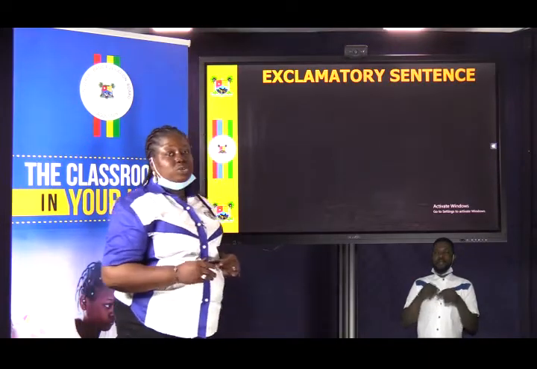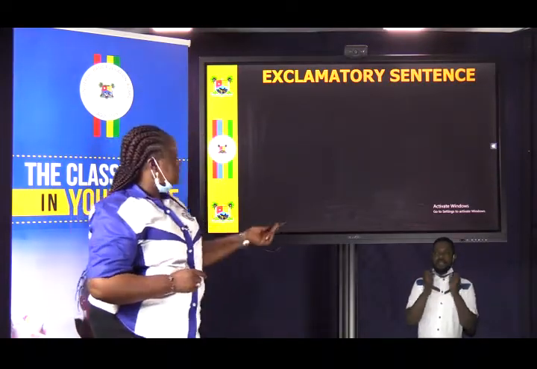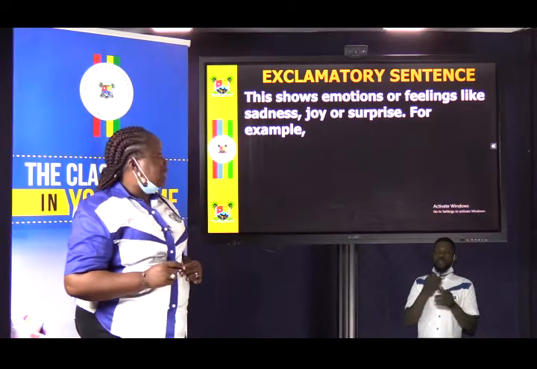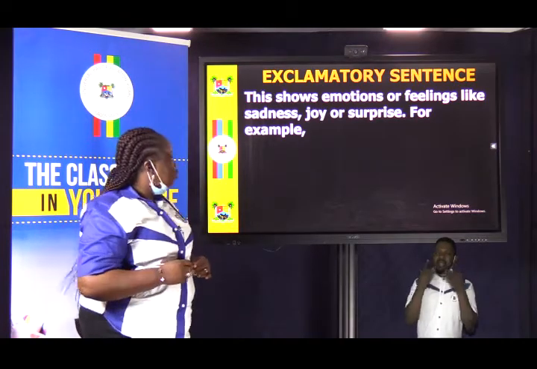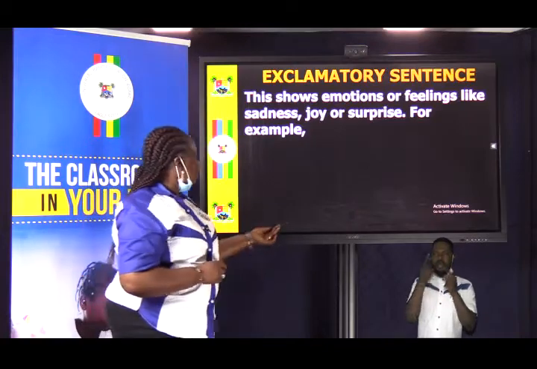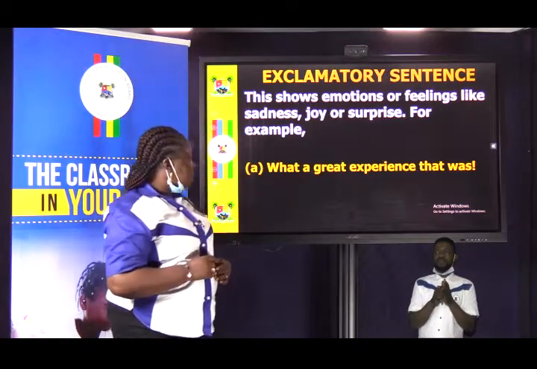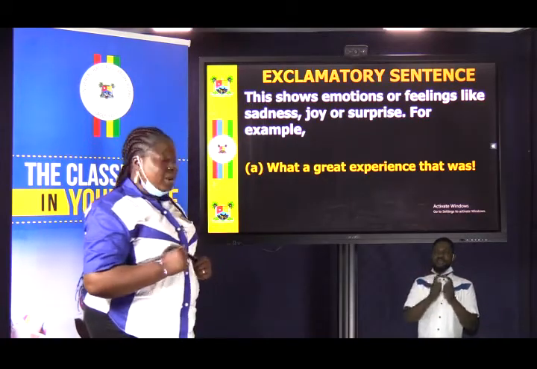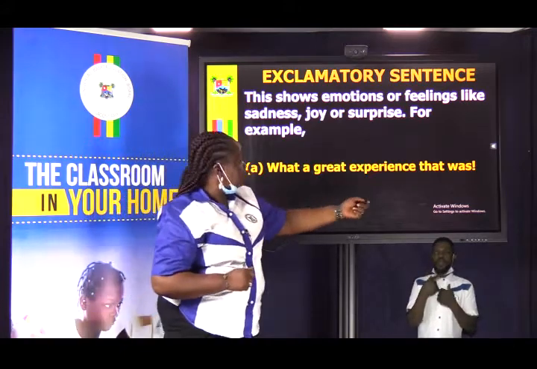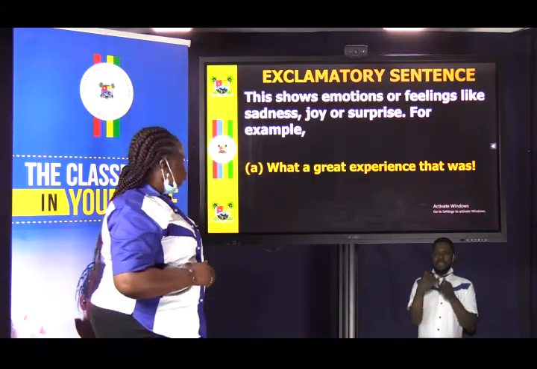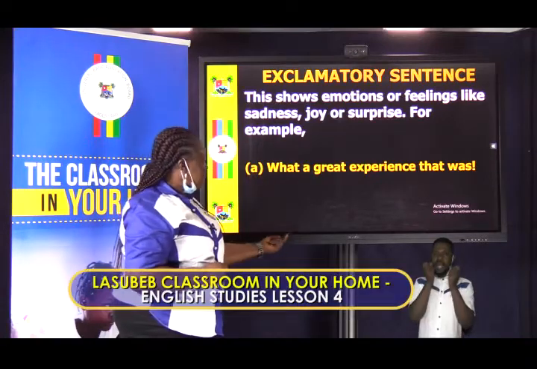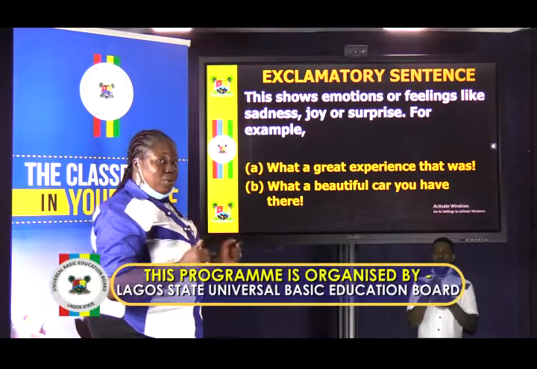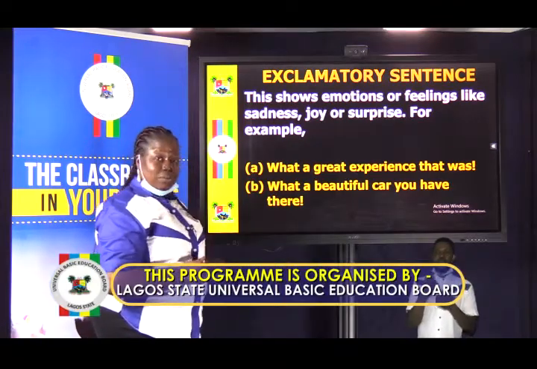Now let's go to exclamatory sentence. Exclamatory sentences show emotions or feelings like sadness, joy, or surprise. For example, a sentence like, what a great experience that was! You have the exclamation mark at the end of that sentence, so it makes it an exclamatory sentence. What a beautiful car you have there! You have the exclamation mark too.